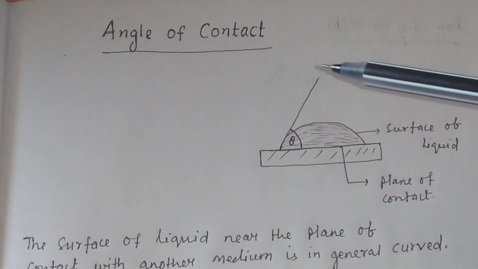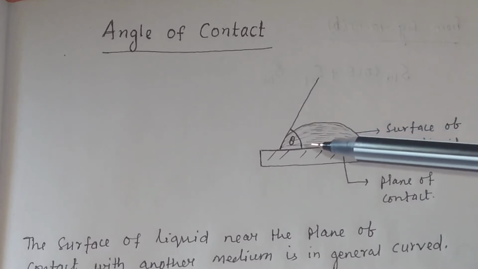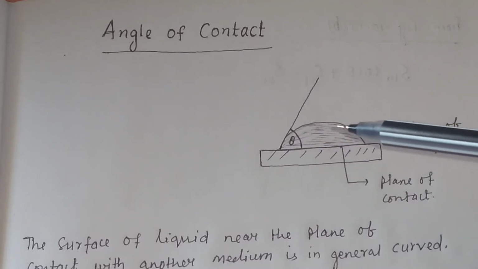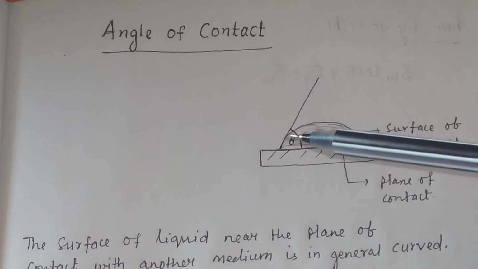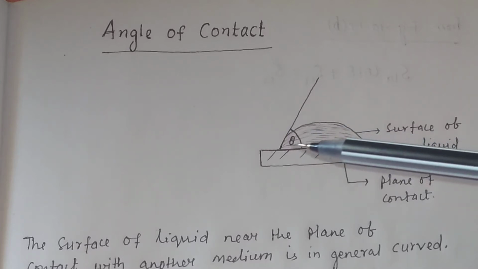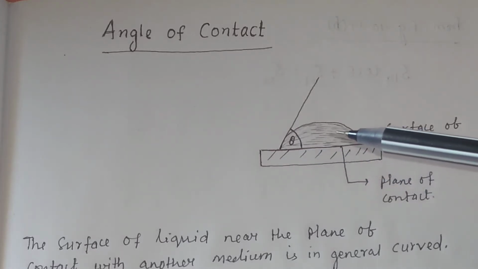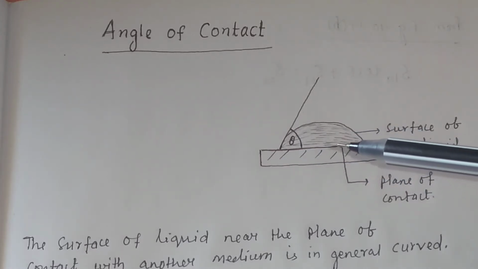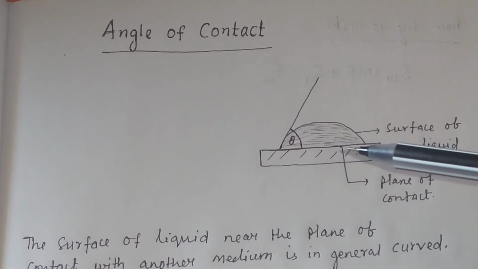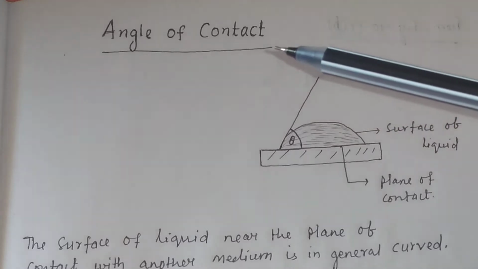Angle of contact. What is angle of contact? Suppose this is the surface of liquid, and this is the plane of contact. This is a solid surface and you have liquid on the solid surface. So this is your plane of contact. So what is the angle of contact?